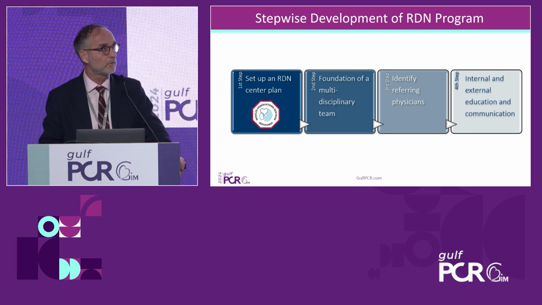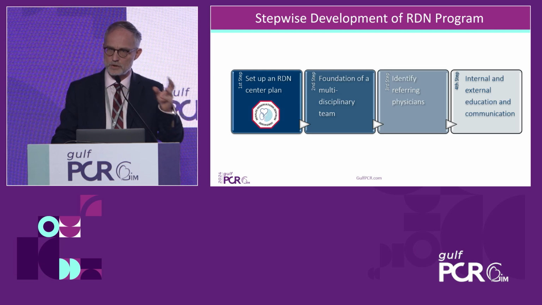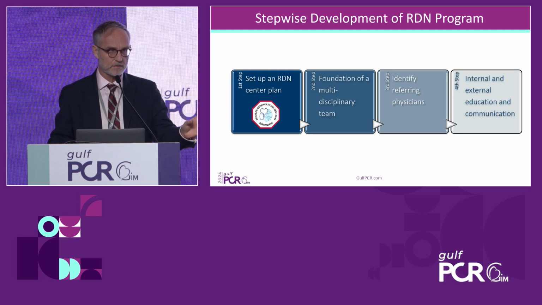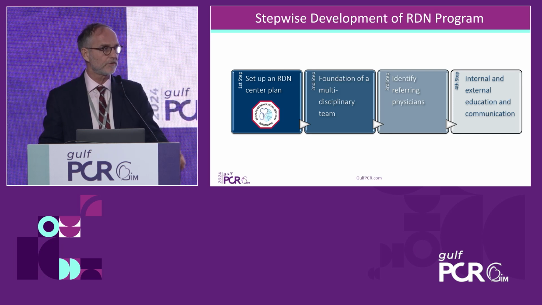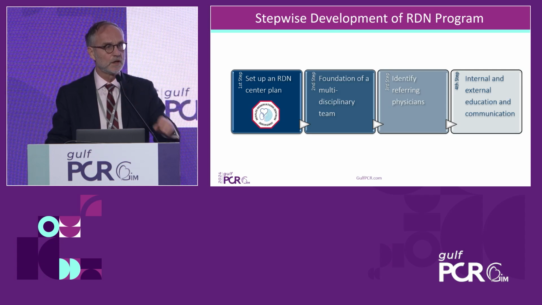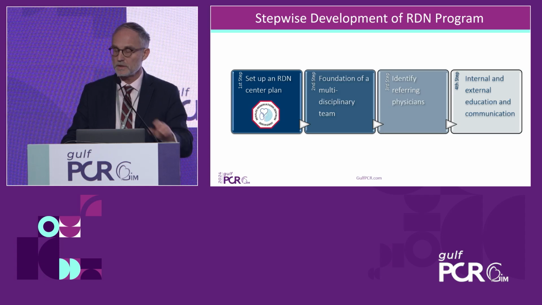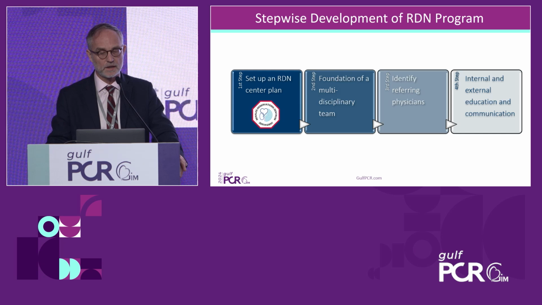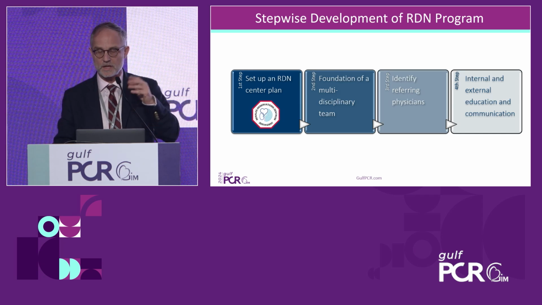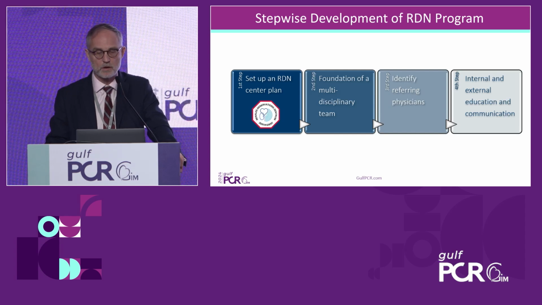So this is how we did it. We had a stepwise development of our program. We set up a center plan, and it's relatively easy in Germany because we have a certification process. Right now, there are 20 centers all over Germany who are certified to do renal denervation. And there are some prerequisites which you have to offer to become a renal denervation center. Then we built a multidisciplinary team, including nephrologists and endocrinologists, as we saw before. And then we identified referring physicians and started our internal and external education and communication.